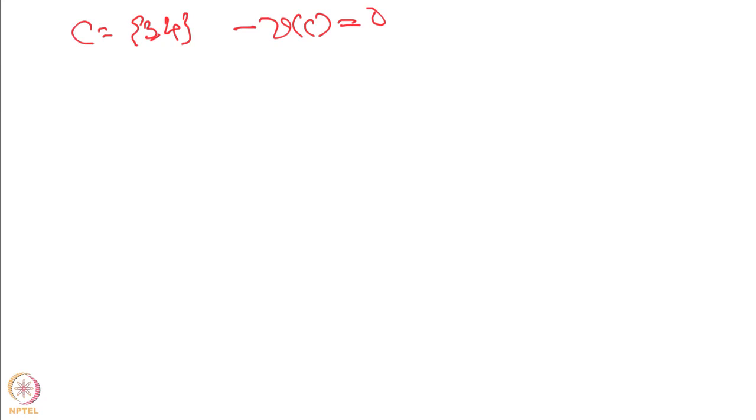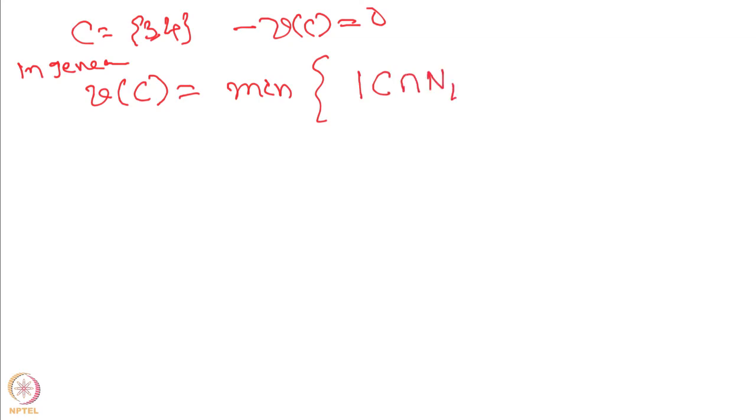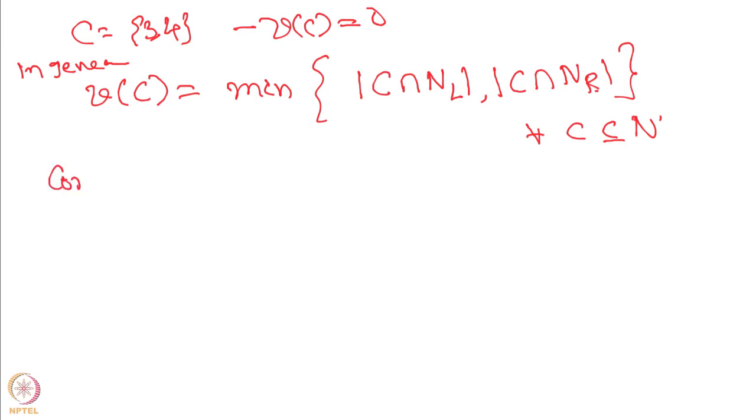In general we can say that V of C is going to be the minimum of the cardinality of C intersection NL, comma, the cardinality of C intersection NR. That is, the number of intersections of C with NL and with NR, and then take the minimum of those two. That is going to be V of C. This is true for any subset of N. Okay. So the core is something you can verify. So this is an example.